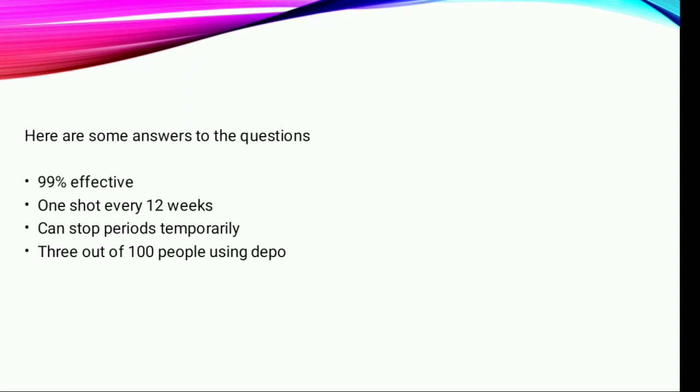The injection or depot is given as an injection into the buttock every 3 months. It contains a hormone called progestogen, which is very similar to the body's own hormones, long-lasting and convenient. It can stop periods temporarily.